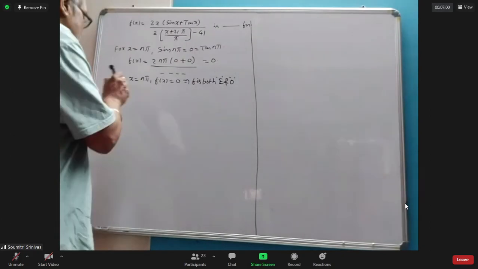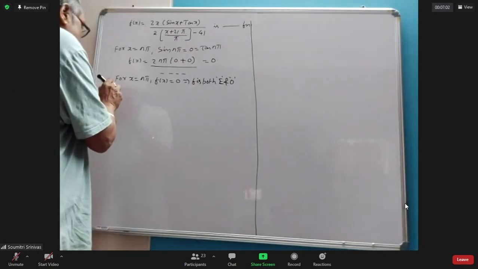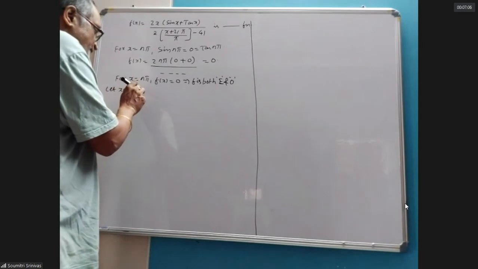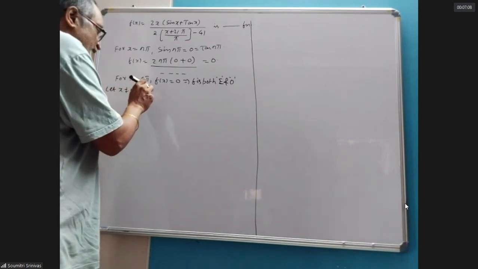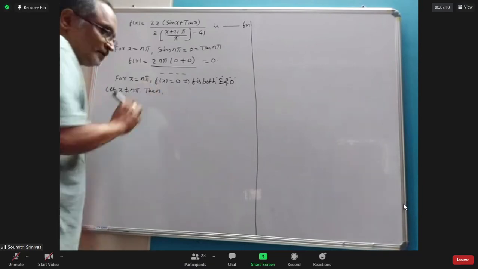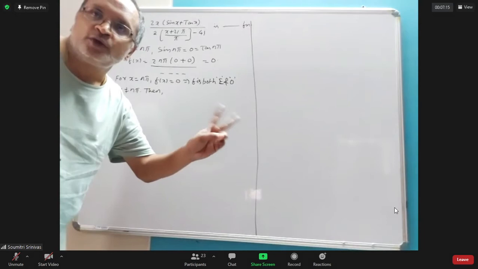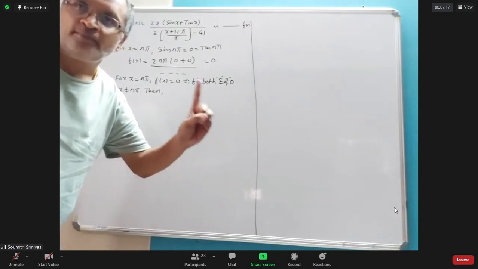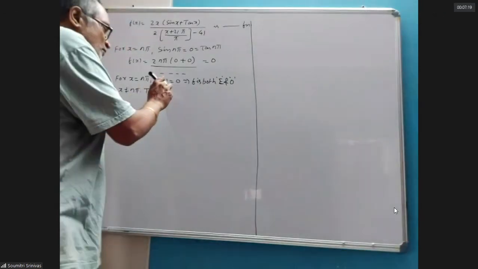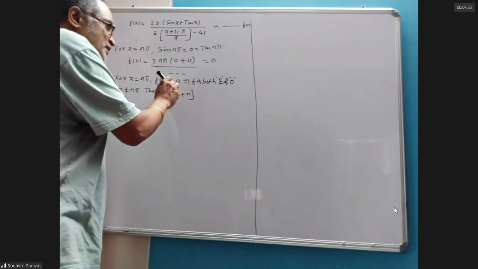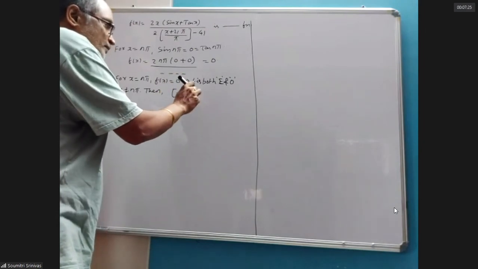Second part, let x be not equal to n pi. Then I use two properties of step functions which I quoted earlier. Property number one: what is step of x plus n?